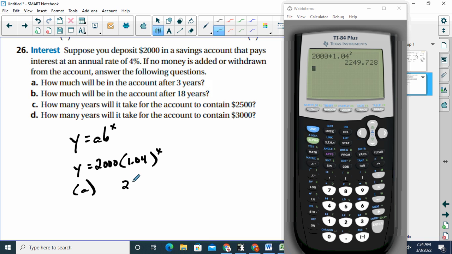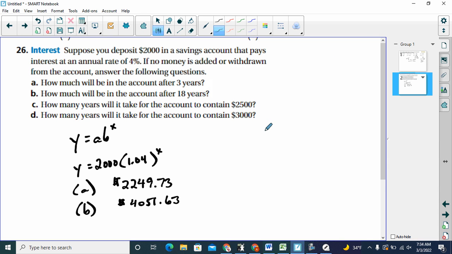So in part A, I have $2,249.73. Part B, we're doing the same thing, but we are plugging 18 in for our x instead. $4,051.63.